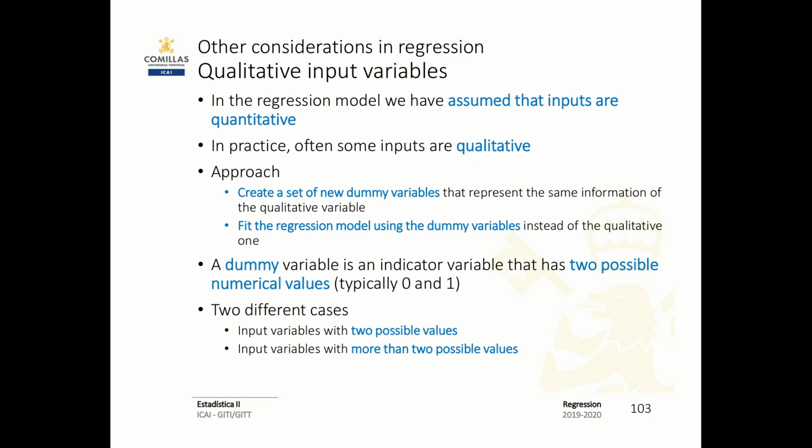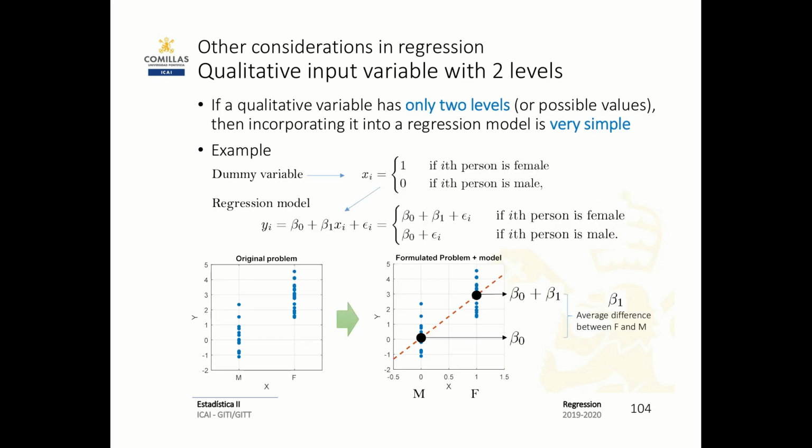So for instance, male or female, or the color of whatever, or any other variable that cannot be assigned a numerical number. So we can distinguish two cases, one with two possible values and with more than two possible values. Okay, so let's say that we have a variable that takes the values male or female. So what we will create is a dummy variable that will take the values 0 and 1. So 0 if it is male, 1 if it is female.